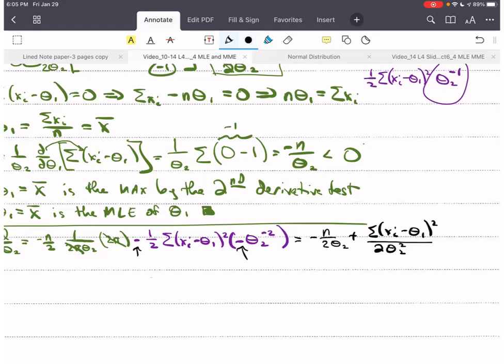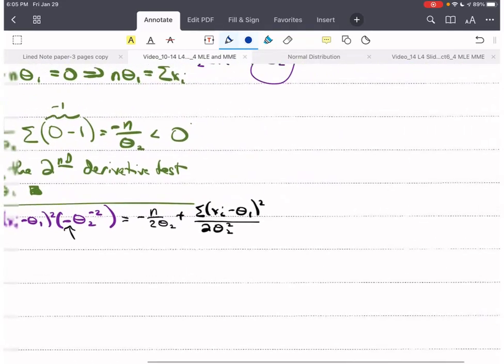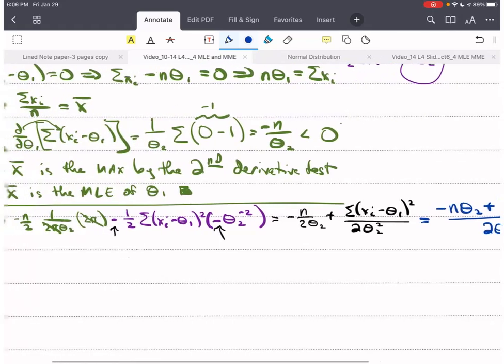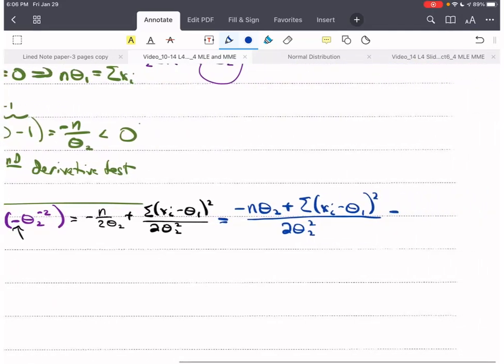Now what I'm going to do is find a common denominator. So it's going to be this. Okay. So this is equal to, now I need to multiply top and bottom by theta 2 in order to get a theta squared on the bottom. So this is going to be negative n theta 2 plus the sum of xi minus theta 1 quantity squared over 2 theta 2 squared. And this is the first derivative, so I need to set this equal to 0. Okay? All right.